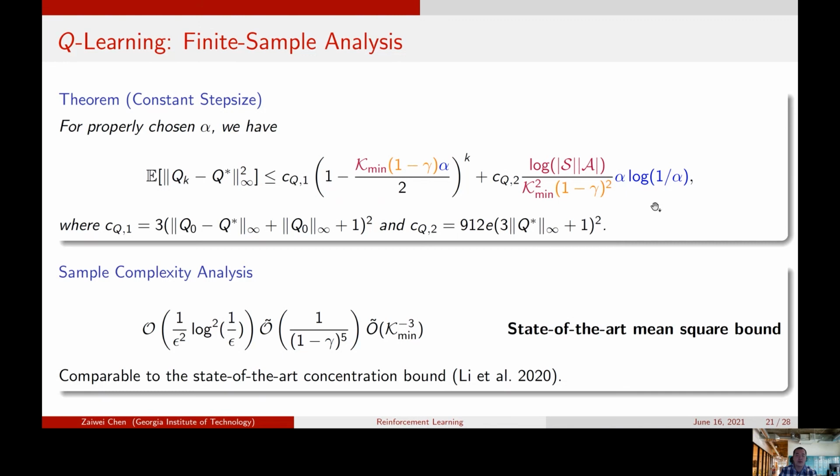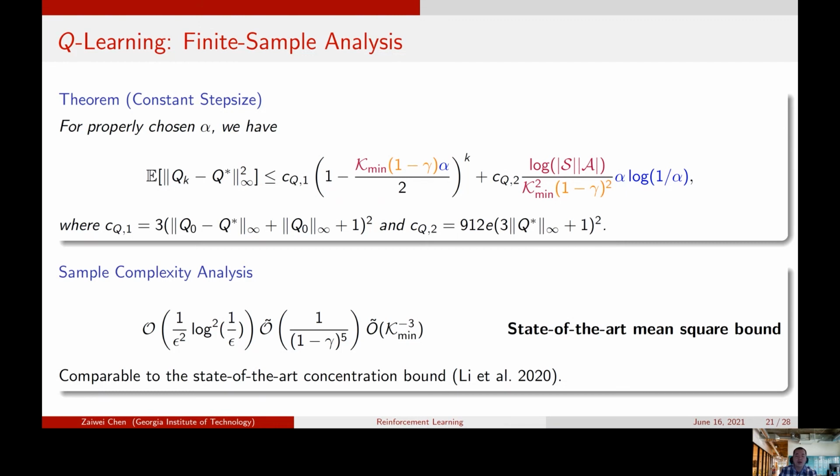So in order to achieve epsilon accuracy, our sample complexity scales in this form. The first term here is of order 1 over epsilon squared. It captures the dependency on the accuracy. The second term is 1 over 1 minus gamma to the power 5. This captures the dependency on the effective horizon, which is defined to be 1 over 1 minus gamma. And the third term here is the minimum entry of the stationary distribution raised to the power minus 3. This captures the quality of exploration.